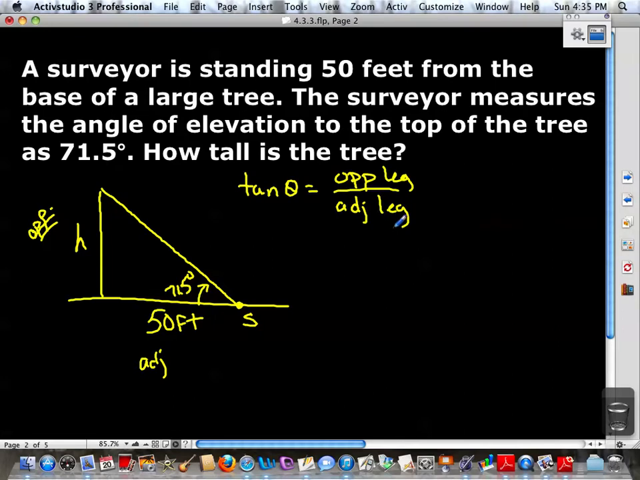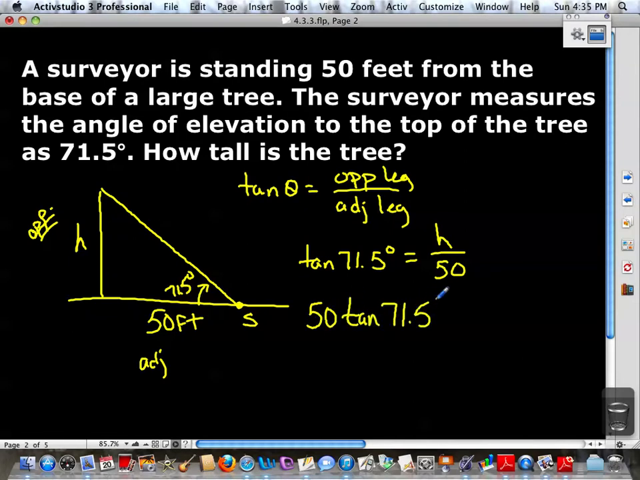Okay. Now in this case, we know what theta is. We know that theta is 71.5. So the tangent of 71.5 degrees is equal to the ratio of the opposite leg, which is h, divided by the adjacent leg, which is 50. So there's our equation, and we just need to solve for h. So to get rid of that division, we're going to multiply both sides by 50. So I have 50 times the tangent of 71.5 degrees is equal to my height.